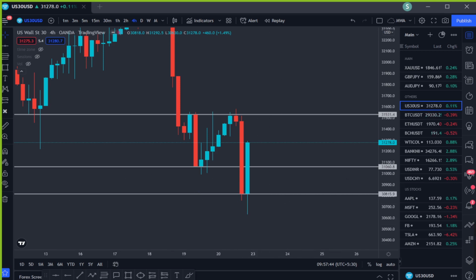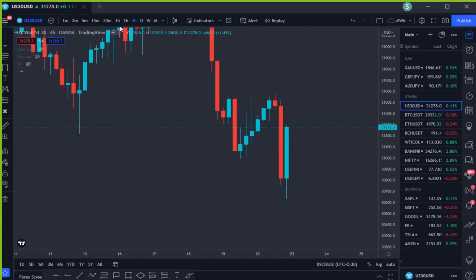But if that doesn't happen and we get a bearish closure, like this or below this previous support, then we are expecting the price to move to the next support, wherever the support is, right? So it's going to be like this on the 4-hour time frames.